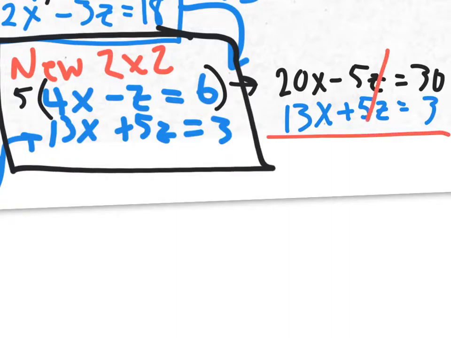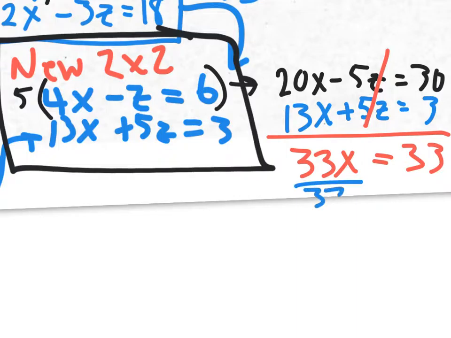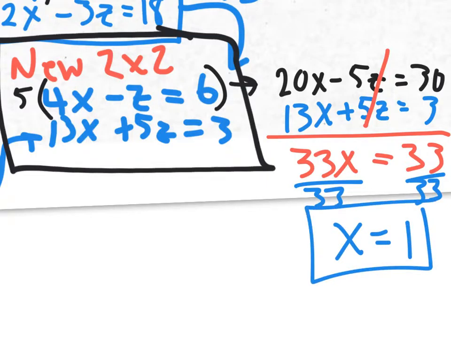The 5z cancels with the 5z. 20 plus 13 is 30. Why did I put a 1? 33x equals 33. Thank goodness. I was freaking out with the 33x. But now the 33 divides with 33, which means x equals 1. So we're still solving the 2 by 2.